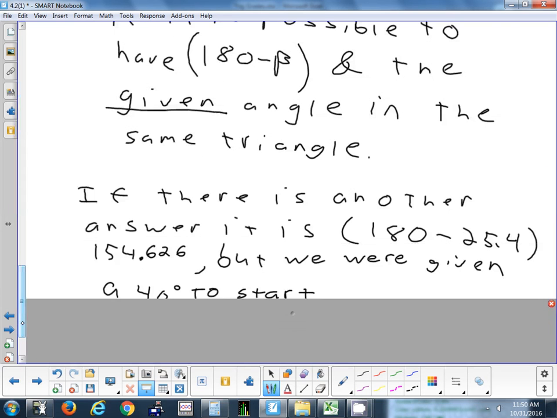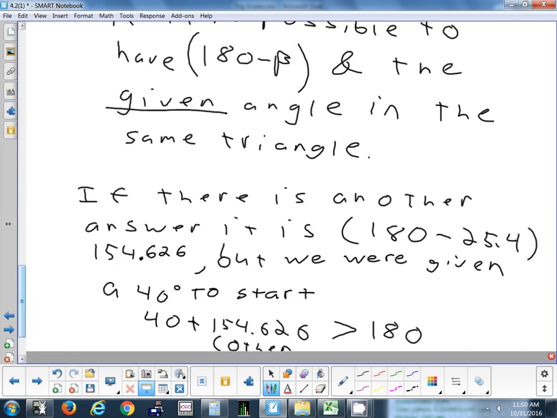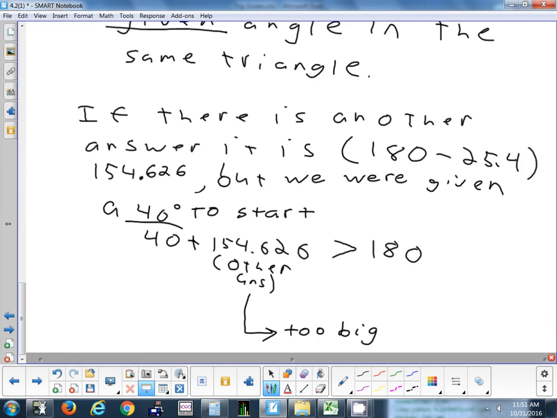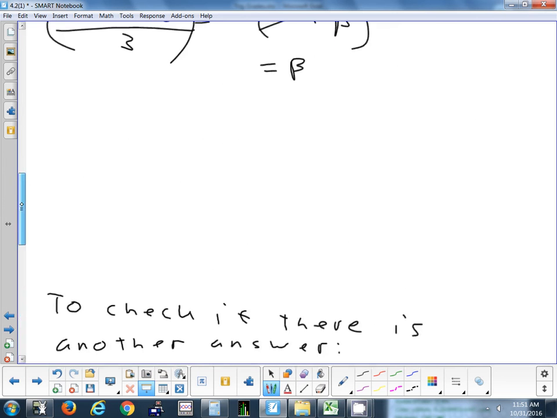So I went through what we just said. If there was another answer, you take 180 minus what we had, you get 154.626. But the angle that they started you with was a 40. And if you add the two together, it's greater than 180. So that's why the other answer is too big. Okay. So any questions on why I'm not going to use that second answer? Okay, so if there's no questions, now we just finish it up like a normal problem. So the rest of it should be pretty straightforward.